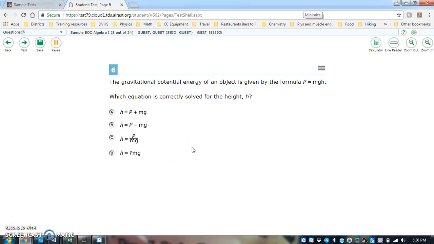All right, this is one of those equations known as a literal equation. We panic when we see no numbers, but it's okay. We see that potential energy is equal to mass times gravity times the height. So which equation is correctly solved for the height h? Notice you'll see no addition or subtraction signs in the original equation. That means there is no addition or subtraction going on, and therefore there probably isn't going to be any in the solution. So it's a good guess that I can eliminate A and B right off the bat, which means I've got C and D. Again, our goal is to isolate h.